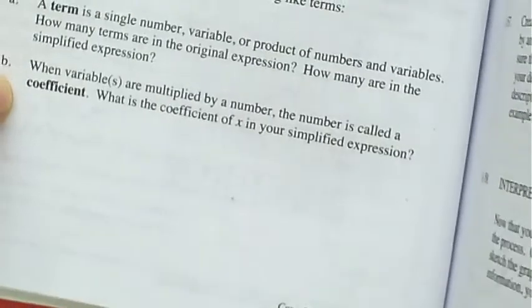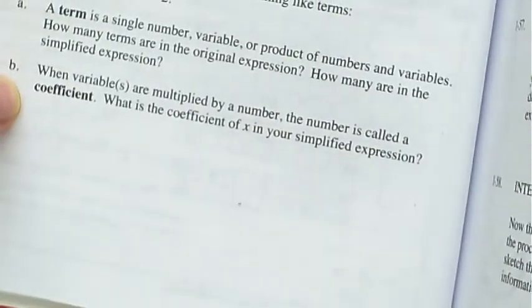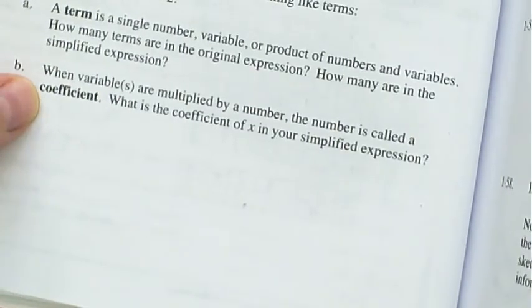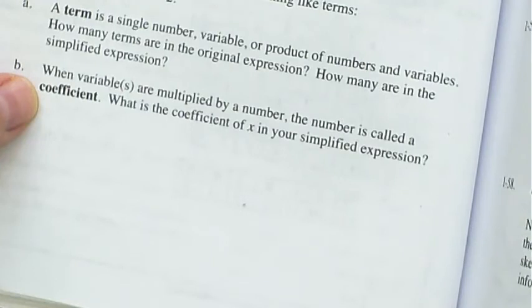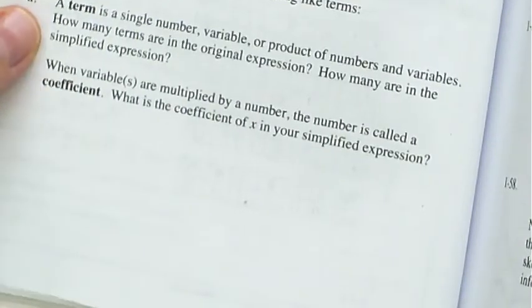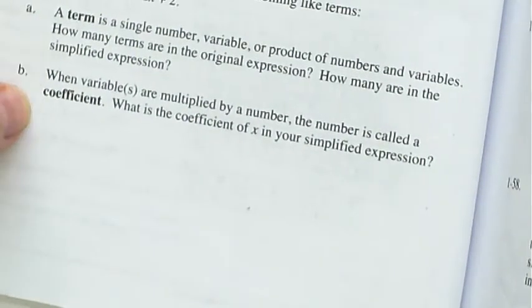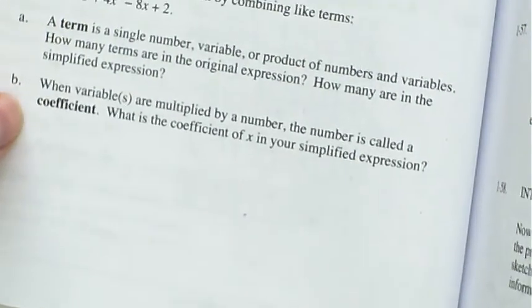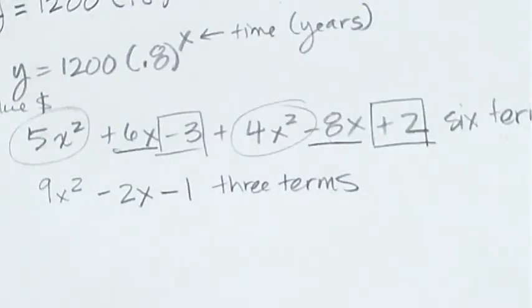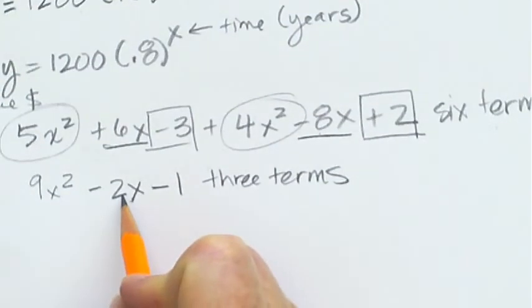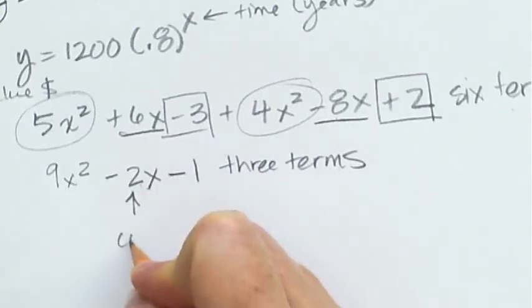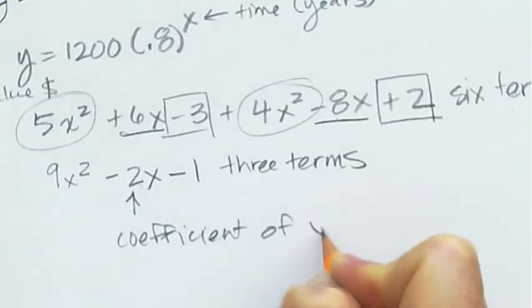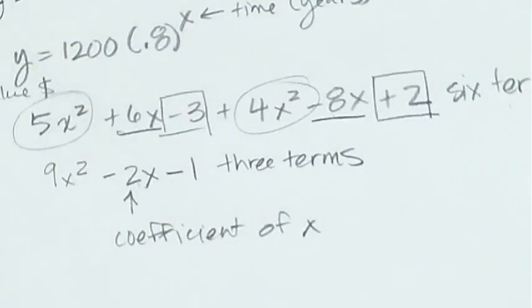Part B says when variables are multiplied by a number, the number is called a coefficient. What is the coefficient of x in your simplified expression? There are posters, I think, in the room, I'm pretty sure they're up, with these words. So it is important for you to know these words. The coefficient of x, so the number that's being multiplied by x, is negative 2. And that's it.